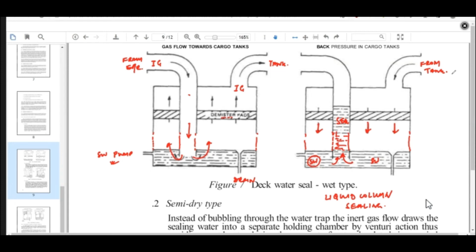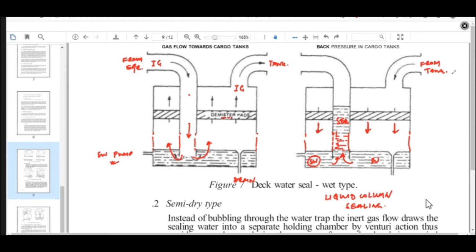And the purpose of that is to capture any particles, carbon and excess water. Carryover water will be there. To capture that carryover water, the drops catch any carbon or any other particles. So that is the purpose of the demister pad. And then the IG is able to move into the tank.